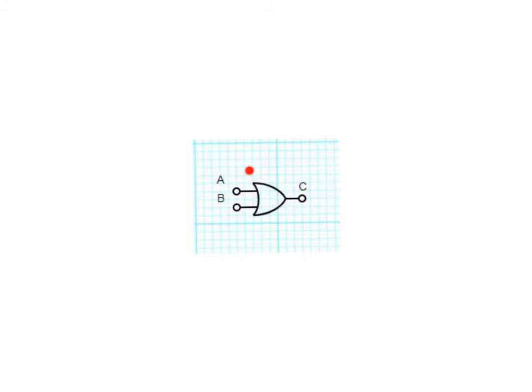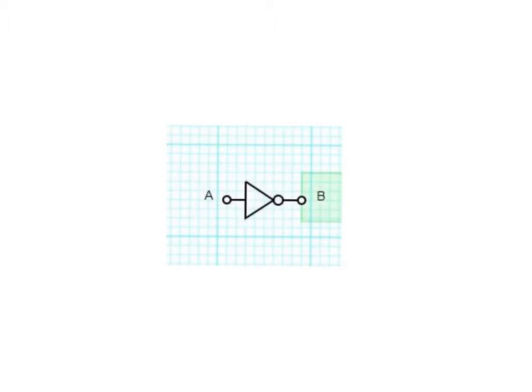Okay, so if A is charged and B is charged, then C is charged. If A only is charged or B only is charged, then C is still charged. Nice and simple. Okay, the next one is a NOT gate.